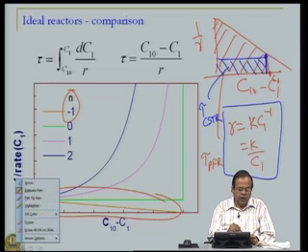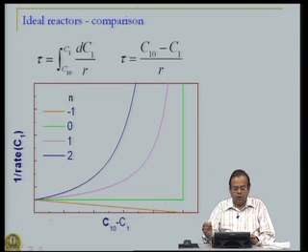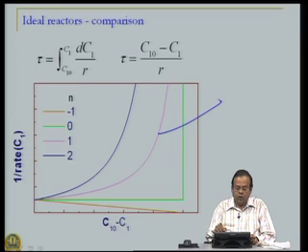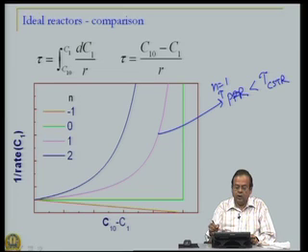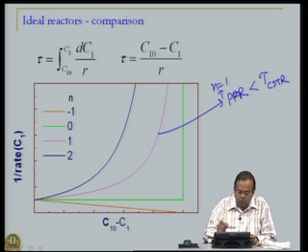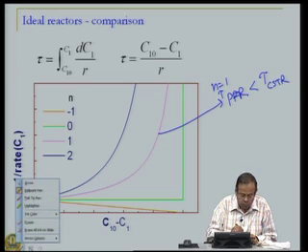We can now examine all other kinetics and see what happens. So, for example, we saw that for n equal to 1, for the PFR, tau PFR is less than tau CSTR, or in other words, plug flow reactor is better than stirred tank reactor. What about n equal to 2?